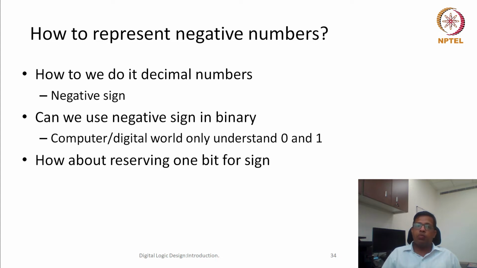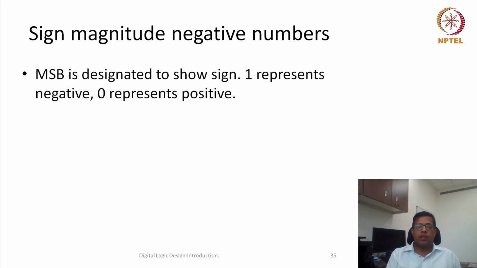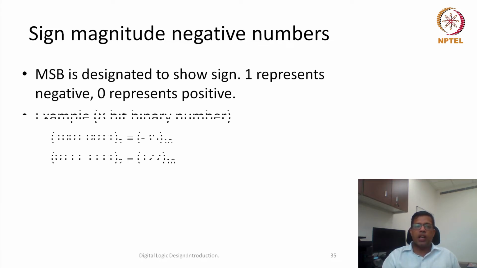So one possibility, one naive possibility I would say, would come to our mind that we can leave one particular bit as a sign bit. So that kind of numbers I'll call sign magnitude negative numbers. So here one bit, which bit to choose? So let us say most significant bit. Let us say most significant bit is designated now to represent a sign bit, and 1 would represent negative and 0 would represent positive. So this could be one easy sign representation. If we see this method, this is good.